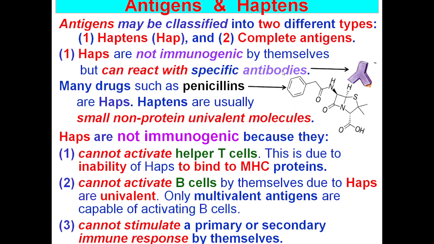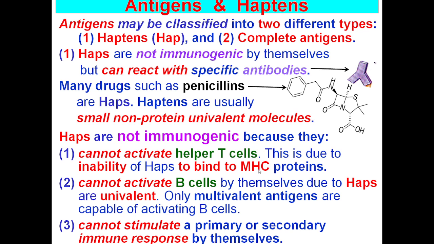Why haptens, or non-complete or incomplete antigens, are not immunogenic? Because haptens cannot activate helper T cells. This is due to inability of haptens to bind to the major histocompatibility complex proteins. You know that MHC, major histocompatibility complex proteins, are involved in the presentation of antigens. And haptens by themselves, they're too small to be presented in the MHC protein complex, to this MHC protein.